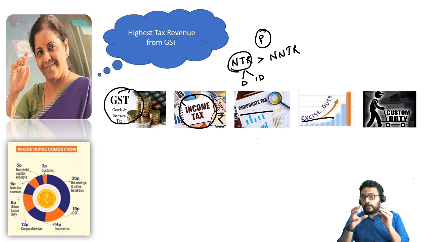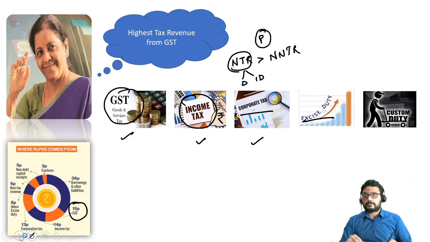When you talk only about direct taxes, the government earns mostly from income taxes, which are much greater than corporate taxes. And out of only indirect taxes, the government is definitely earning very high from GST. And overall, if you take direct and indirect together, the government is definitely earning very high from GST.